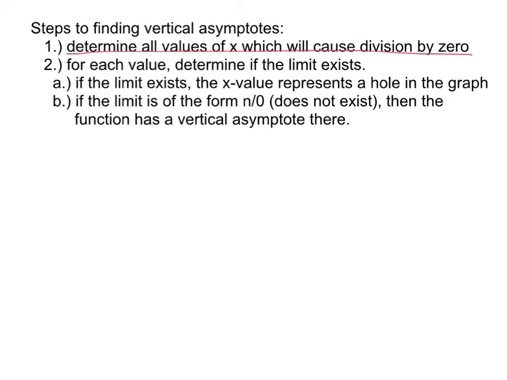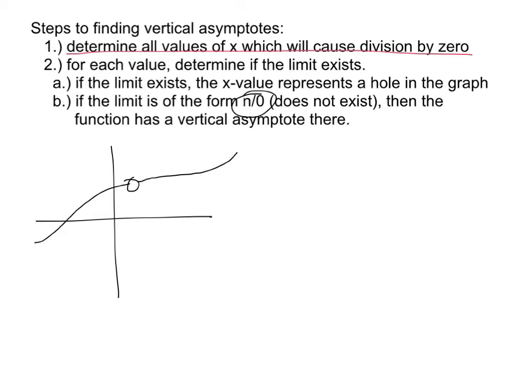If the limit exists, think about that graphically. It means that the two sides of the function must have come together, which means that there's no asymptote. It means there's probably a hole there. On the other hand, if the limit is of the form n over 0, in other words, if the limit doesn't exist, and you get 3 over 0 or 5 over 0, n over 0, it means you have a vertical asymptote.